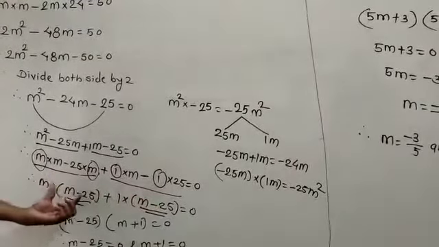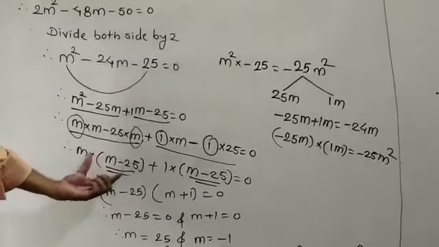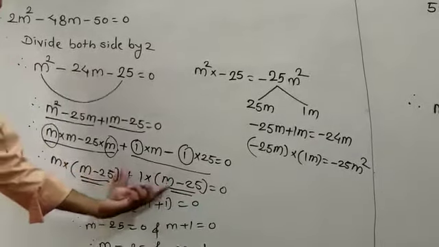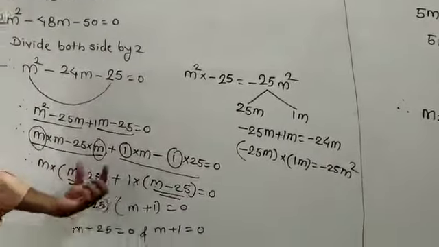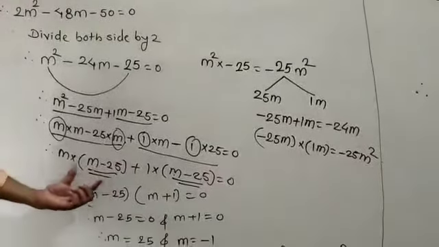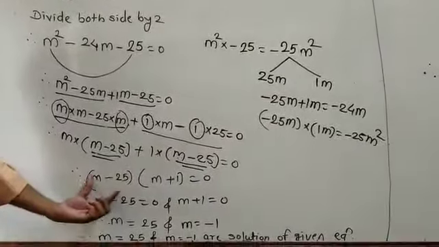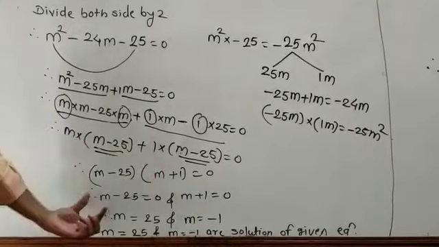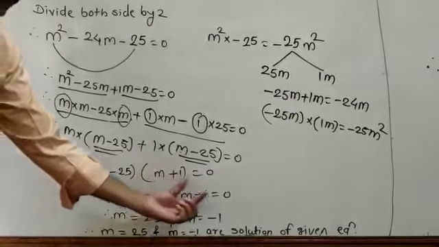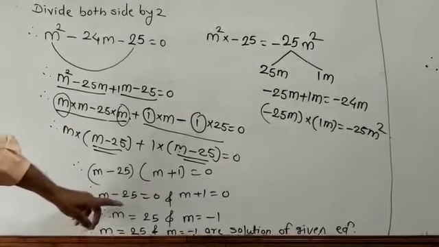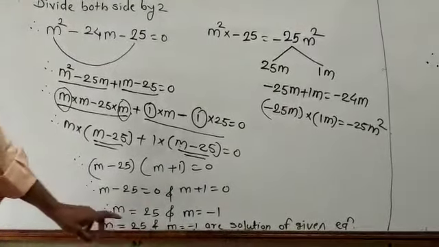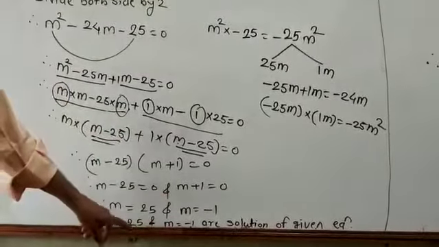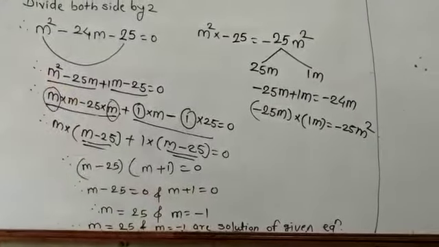Here the (m minus 25) bracket is the same in both places. So you have to take out this bracket common. (m minus 25), this bracket, if it comes common, then m plus 1 you have to write in another bracket. You have to compare these factors with 0. m minus 25 is equal to 0 and m plus 1 is equal to 0. You have to transpose this minus 25 to that side, that becomes plus 25. Transpose this plus 1 to that side, that becomes minus 1. And m is equal to 25 and m is equal to minus 1 are the solutions of the given quadratic equation.